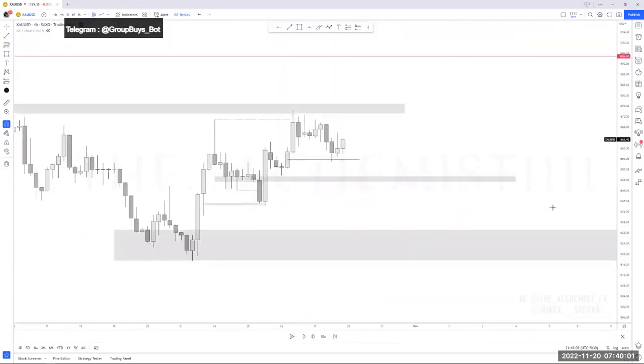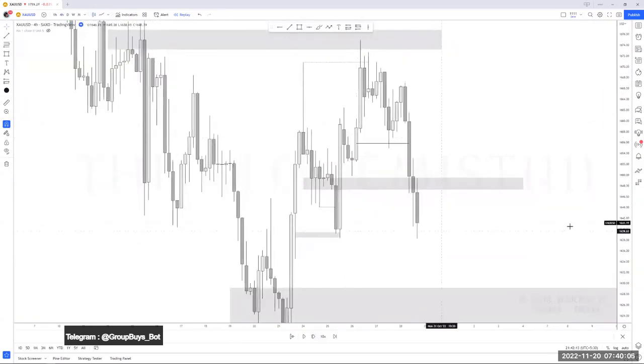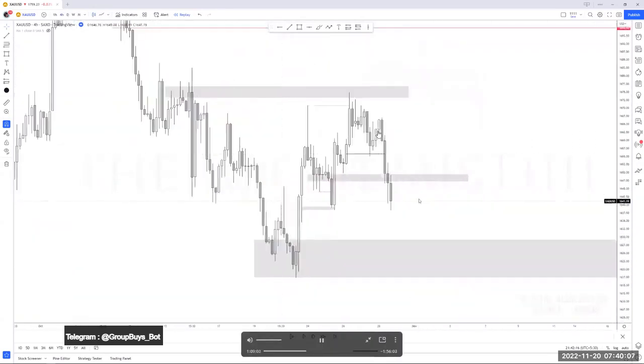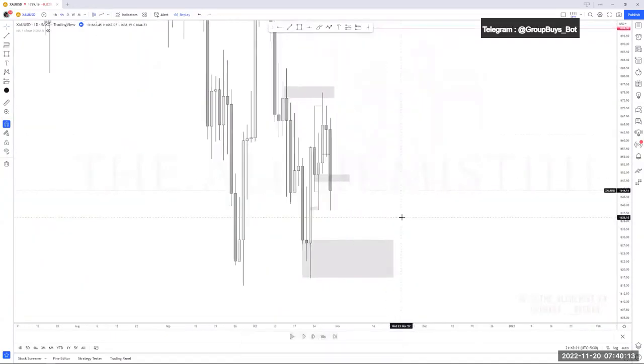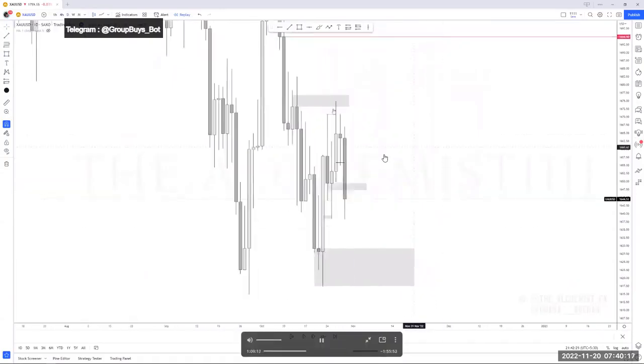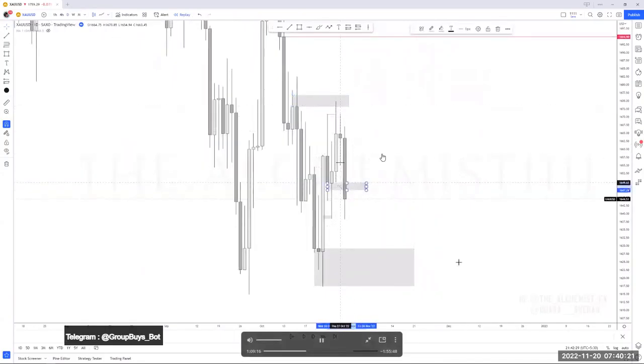So now let's wait. After this breakout structure, what do you do? Price never reacted from this zone, and it never closed above it. How could you know where to set your take profit? If you take a sell here, your next safest take profit will be here.